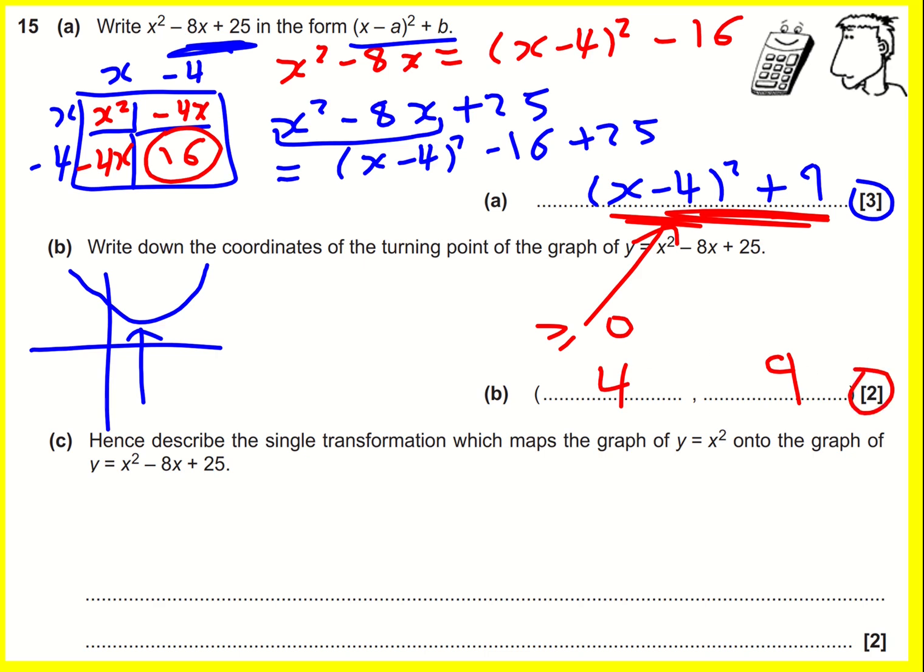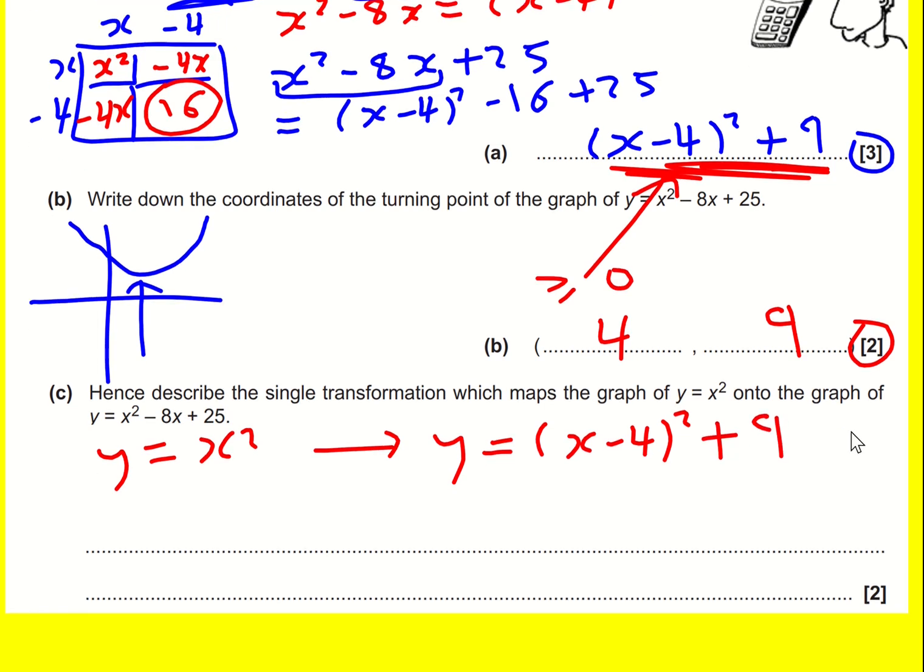All right, and then finally, hence describe a single transformation which maps the graph of y equals x squared onto the graph of y equals x squared minus 8x plus 25. Oh, cheeky. Okay, I know what to do here. So we can write that y equals x squared is transforming to this thing here, which is actually y equals x minus 4 squared plus 9.